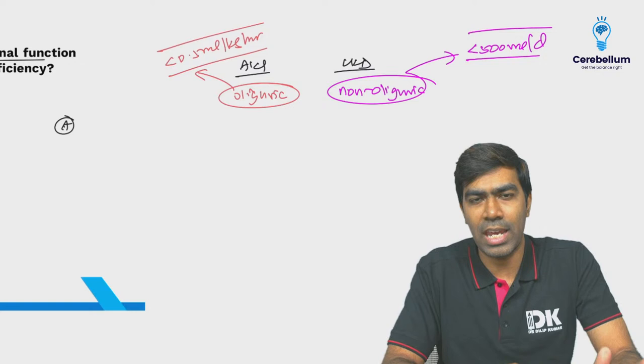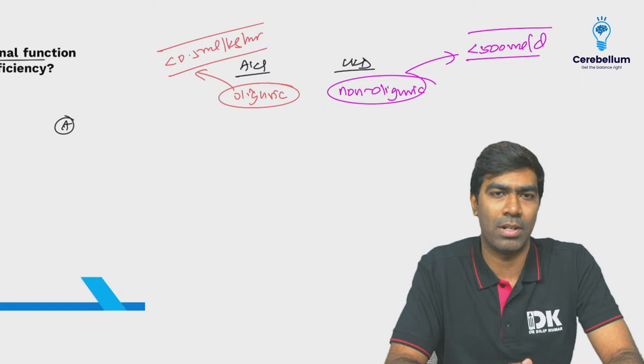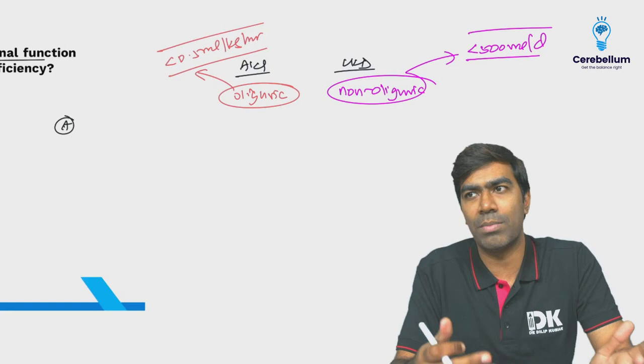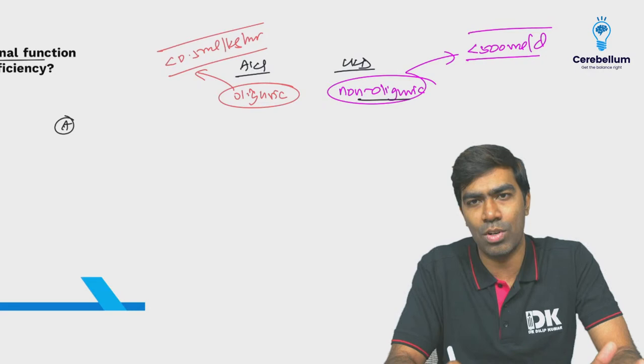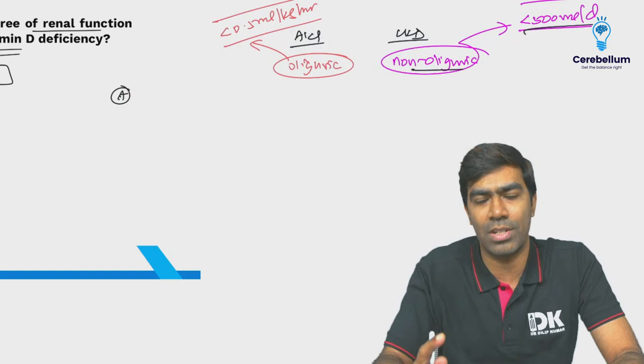In AKI, things are very dynamic. It's changing. It's rapid. It's fast. It's in the ICU, the critical care, in the hospital. So you have to calculate hourly urine output. But in CKD, it's different. It's months to years. It's going to be long term. You don't measure hourly urine output. Measure daily urine output. If it's less than 500 ml per day, then only you're going to call it oliguria. So understand the situation when you're defining oliguria and non-oliguria.